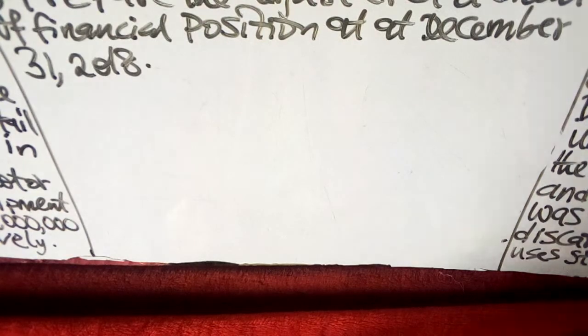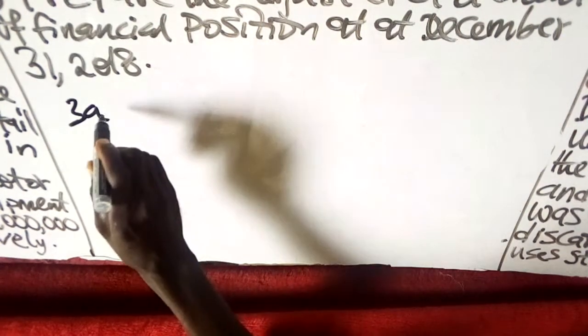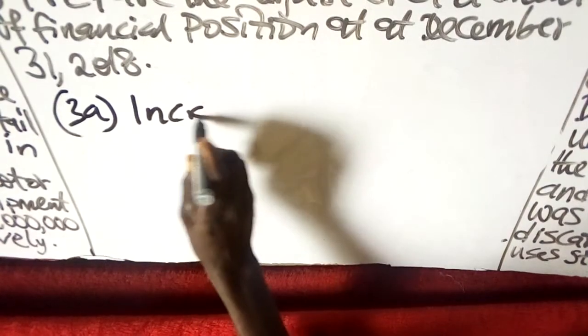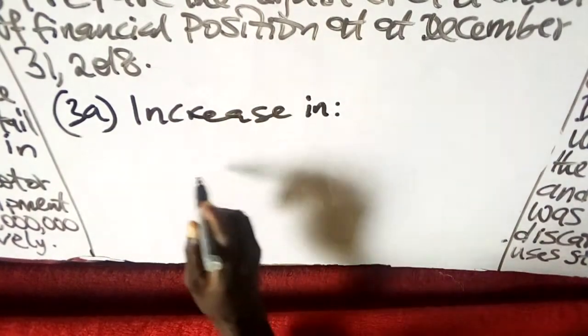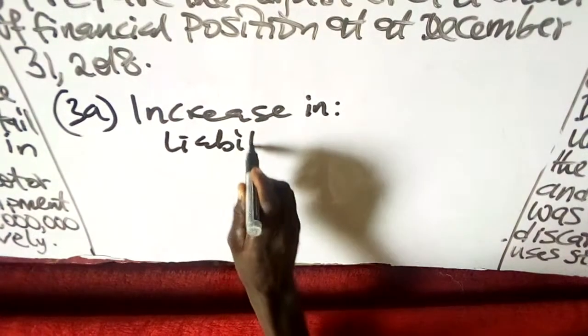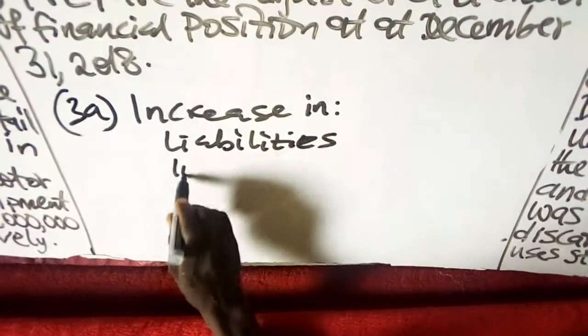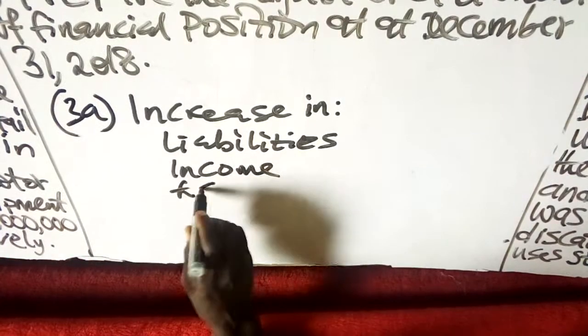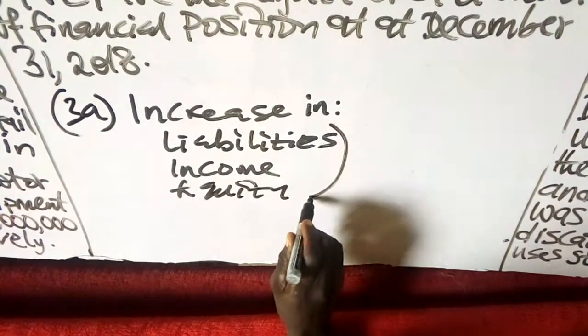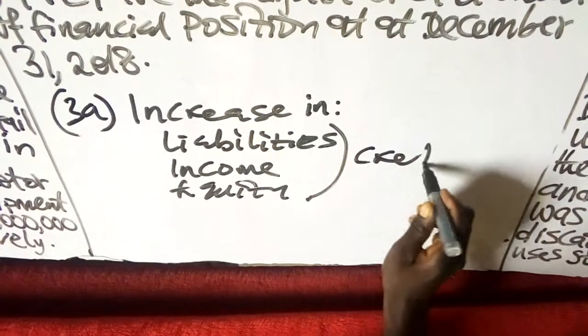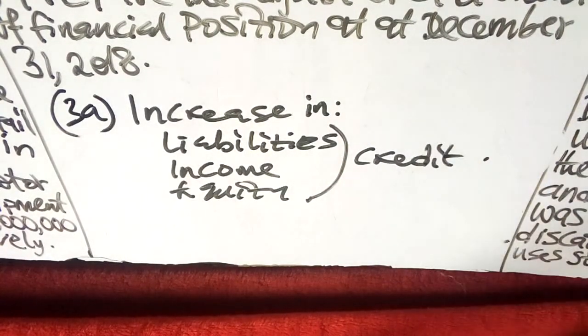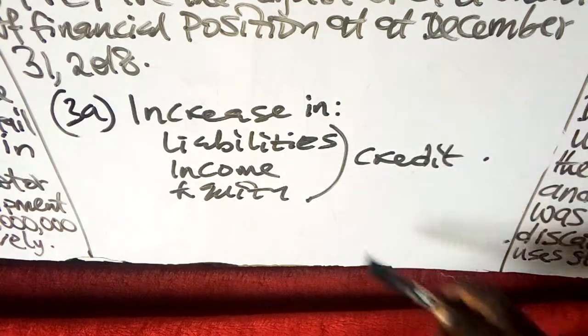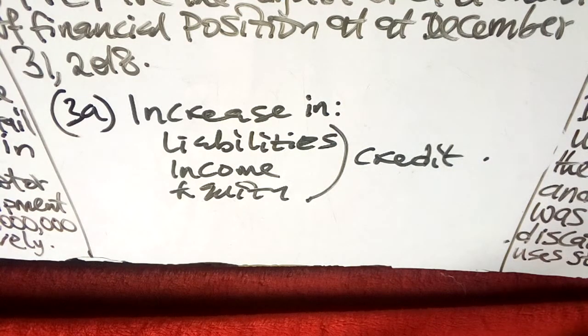Number three, let me also have it to be 3A. The increase in liabilities, income, and equity. Anytime any of these increase, then you credit it. Credit increase in liabilities. When more obligations are due, not yet paid, then your liability increases. So when liability increases, then you credit your liabilities account.